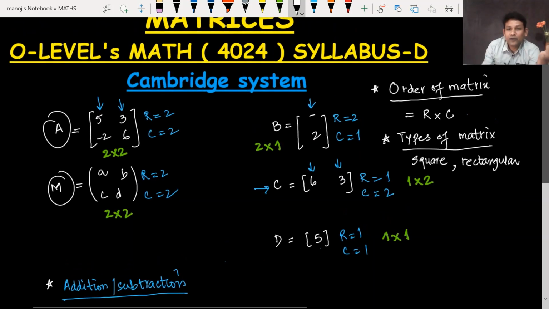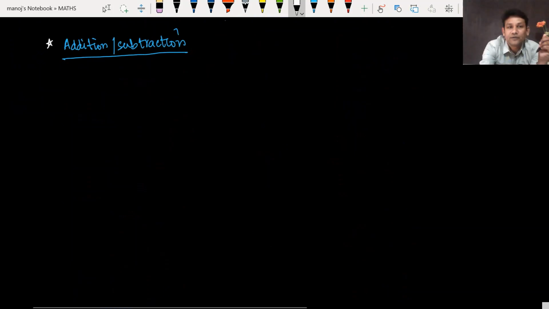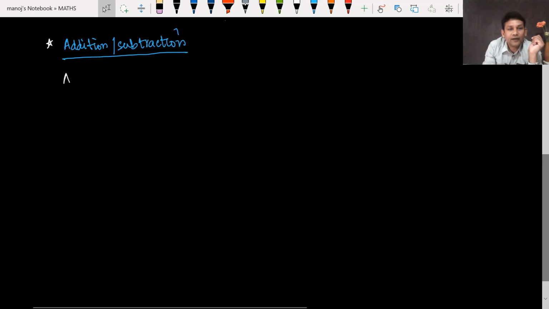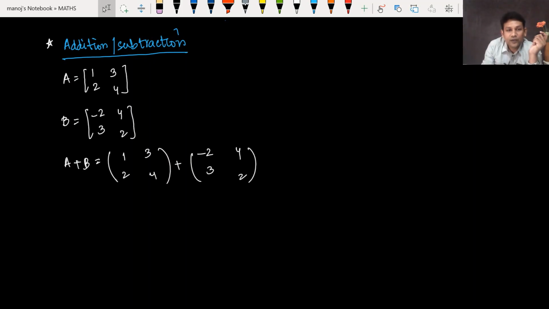So we can do the addition only when we have the same order, then we can do the addition or subtraction. For example, I have matrix A, which is 1 2 3 4, and matrix B, which is -2 3 4 2, and I want to add them. It's very simple. When I want to add, A plus B, I can use brackets also: 1 2 3 4, plus sign in the middle, then I write -2 3 4 and 2, and then we can do the addition.